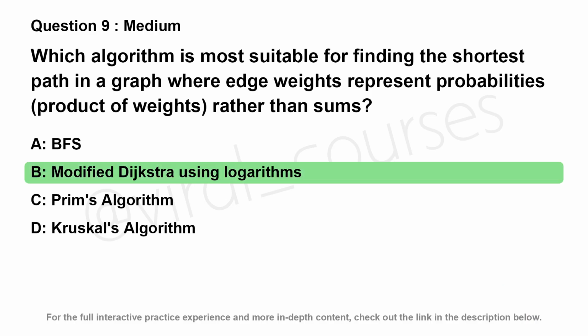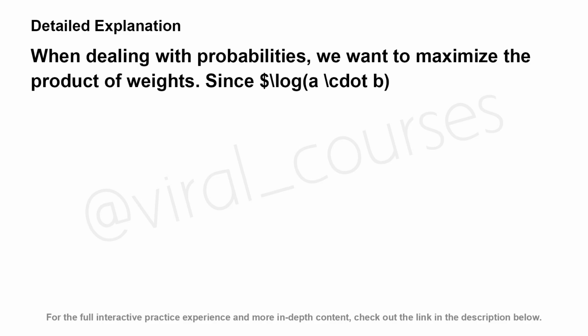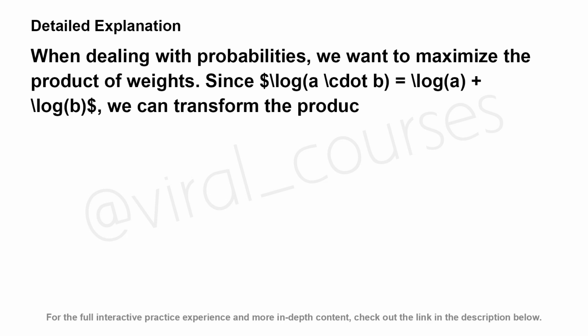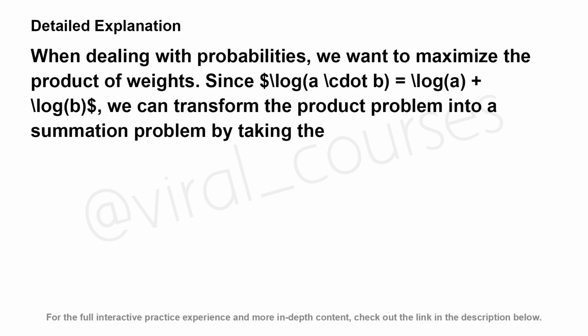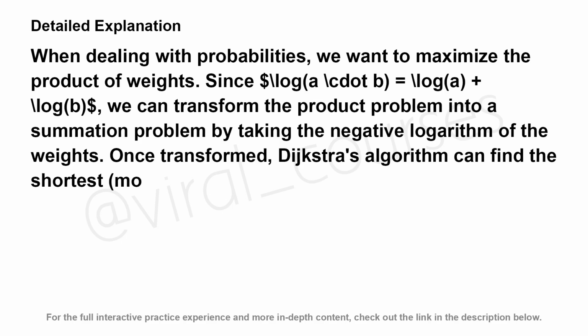The correct answer is B. When dealing with probabilities, we want to maximize the product of weights. Since log(A·B) equals log A plus log B, we can transform the product problem into a summation problem by taking the negative logarithm of the weights. Once transformed, Dijkstra's algorithm can find the shortest, most probable path.